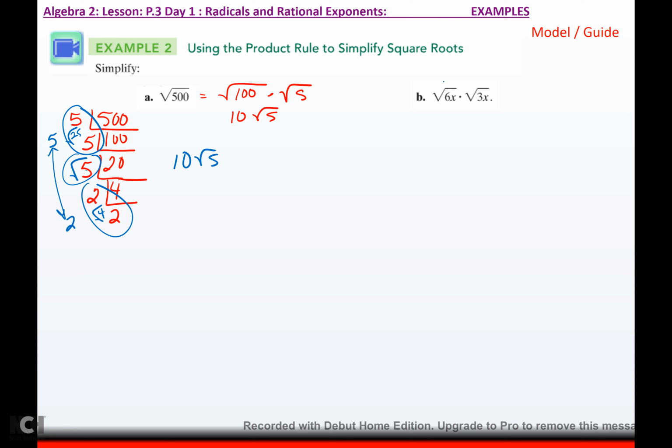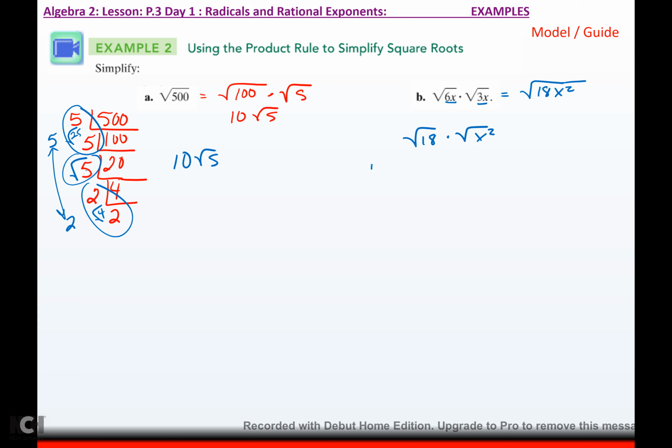Alright, on this one, I can't take the square root of 6 or 3 perfectly, so I'm going to multiply them together first, and that's going to be the square root of 18x squared. Because if you multiply 6x times 3x, you get 18x squared. This can be thought of as the square root of 18 times the square root of x squared.